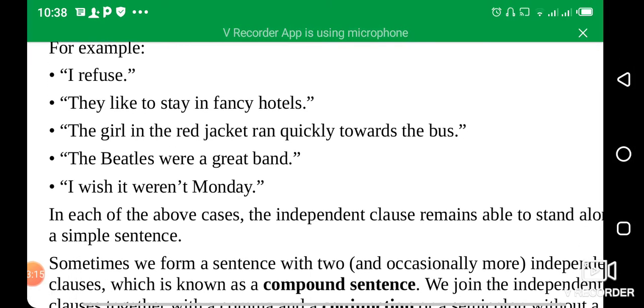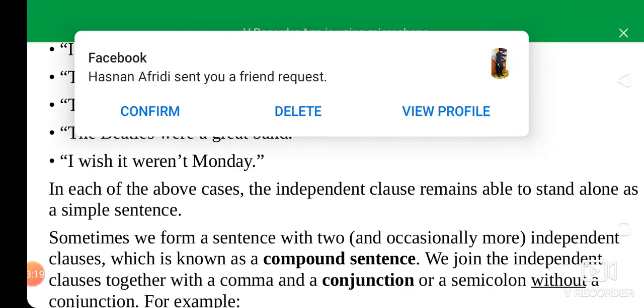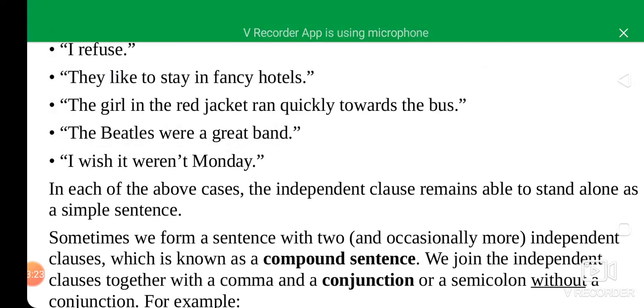In sentence number 2, they like to stay in fancy hotels. Now, they like to stay in fancy hotels. They is the subject. Like to stay in fancy hotels is the predicate that gives information about they, which is the subject. So if we read this sentence from beginning to end, we can understand what it means.